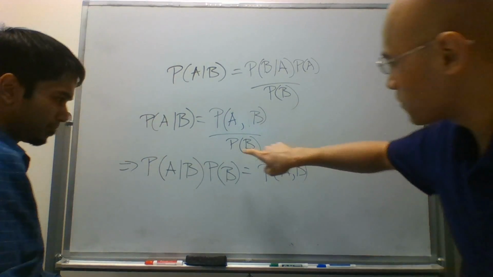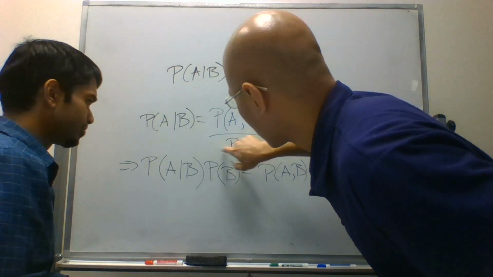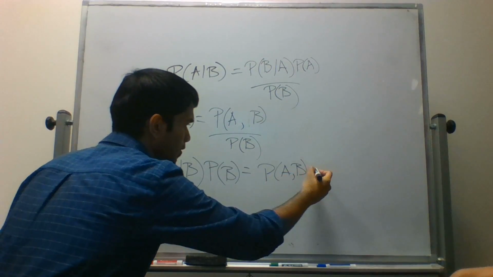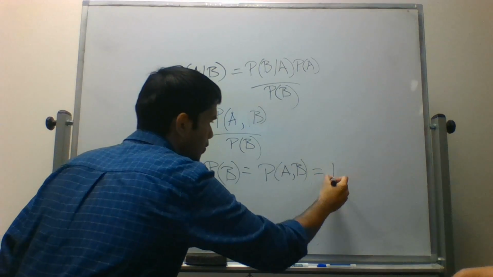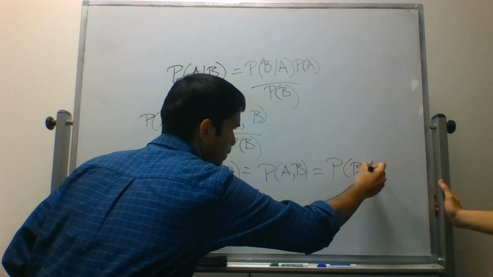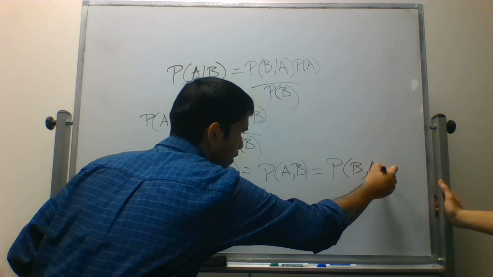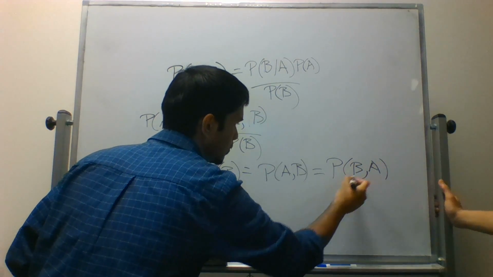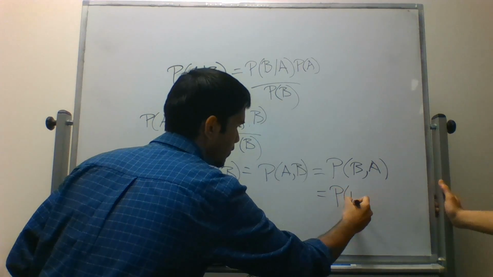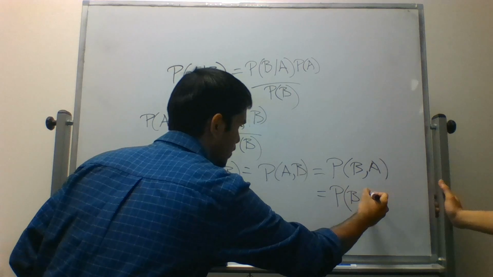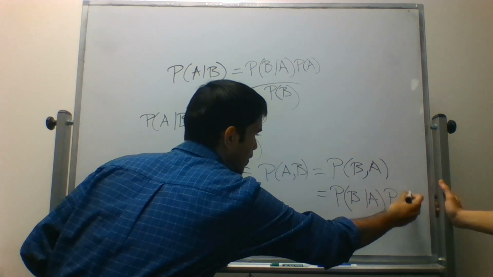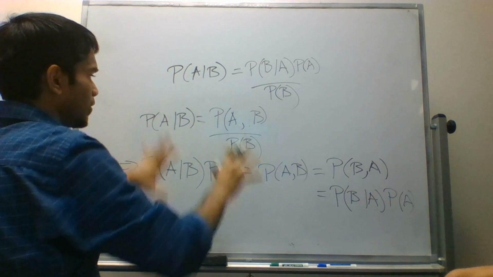So we're simply multiplying this to here. This is also interchangeable. So it's also the same thing as probability of B and A, which is equal to the probability of B given A times the probability of A. So you see where all this is sort of coming from.